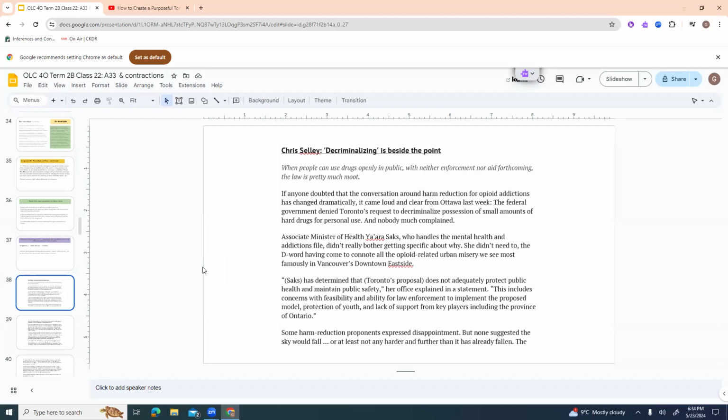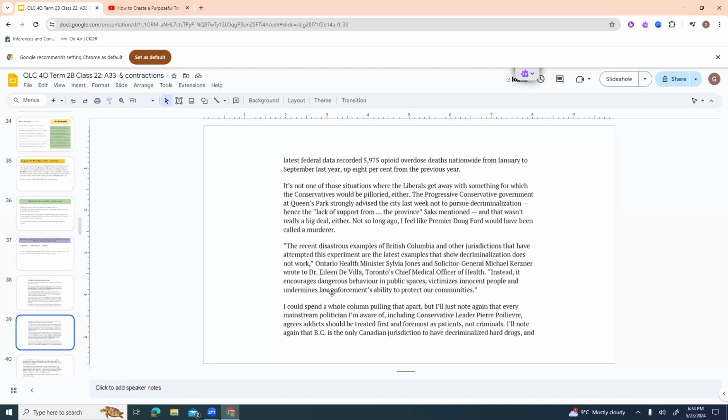Some harm reduction proponents expressed disappointment, but none suggested the sky would fall, or at least not any harder or farther than it's already fallen. The latest federal data recorded 5,975 opioid overdose deaths nationwide from January to September last year, up 8% from the previous year. It's not one of those situations where the Liberals get away with something for which the Conservatives would be pilloried either.